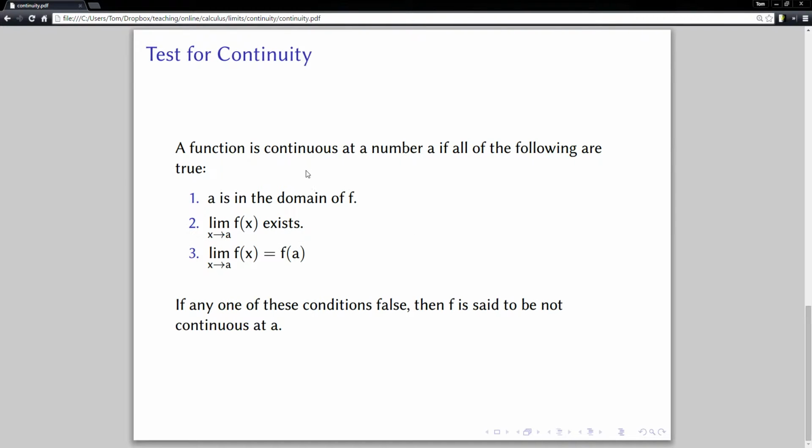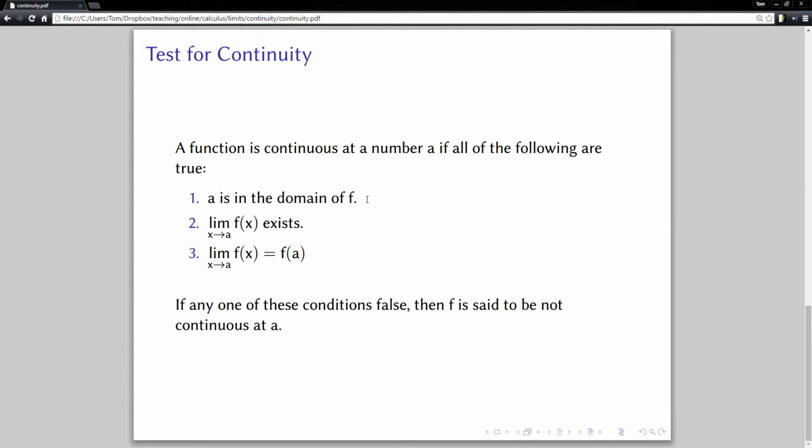So a function is continuous at a number a if all of the following are true. Condition one: a is in the domain of f. You have to be able to evaluate the function f at a and get a valid mathematical output. Another way of saying condition one is that f of a exists. You have to be able to get an output value for the input value of a.